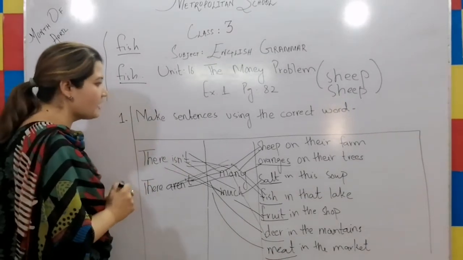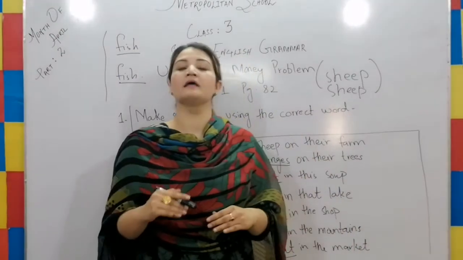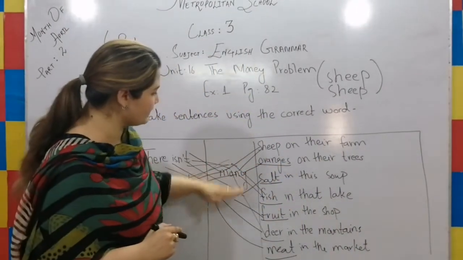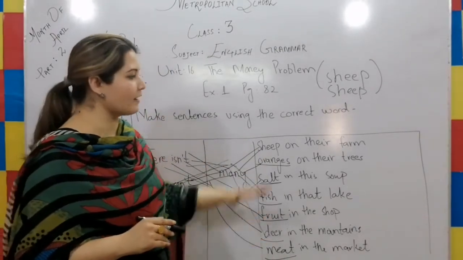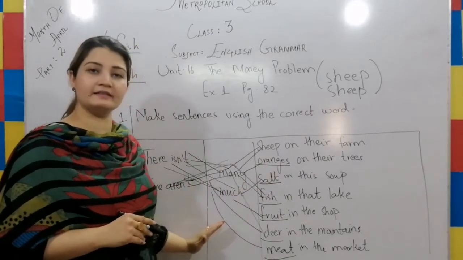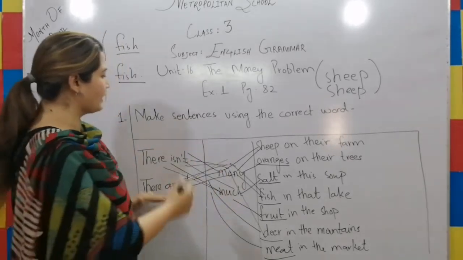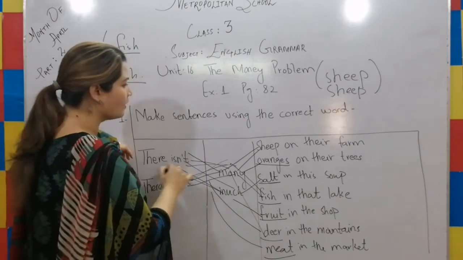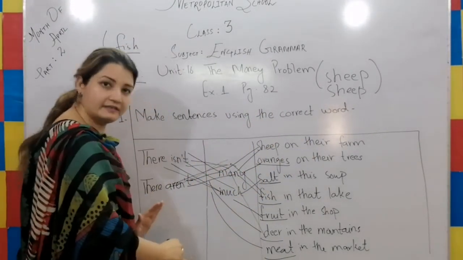So my dear students, have you perfectly understood the difference between countable and uncountable nouns and the usage of many and much with these phrases? Now what you have to do, at first you have to make this chart in your copies. You have to match the sentences like this, and then make proper sentences in your notebook. Like, there is not many sheep on their farm. Then number 2, there are not much salt in this soup. You have to make sentences like this.